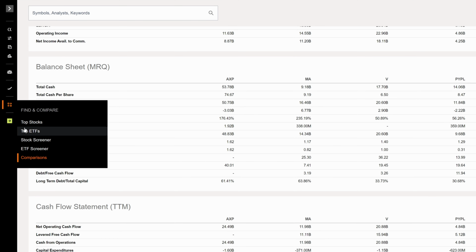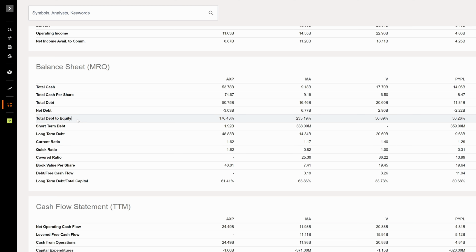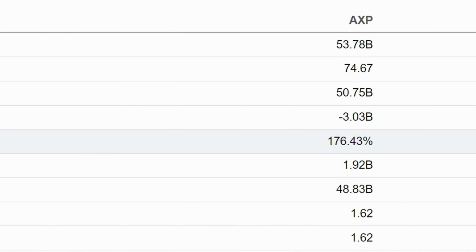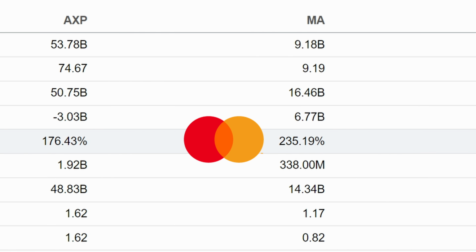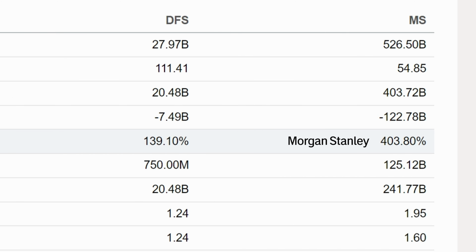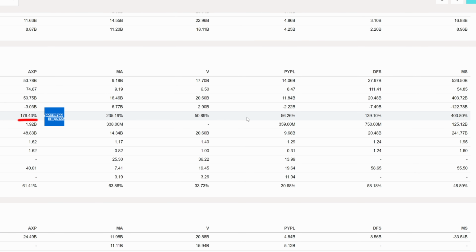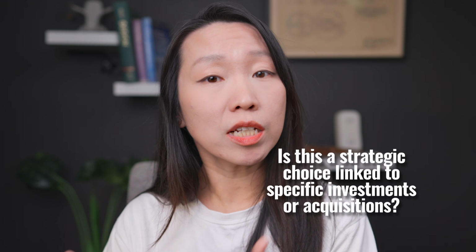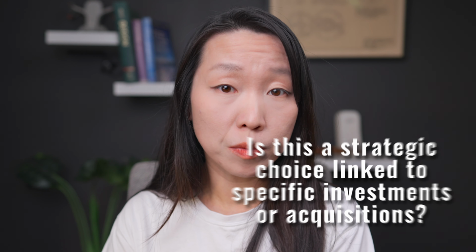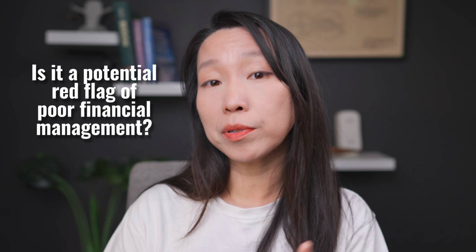For companies like American Express, it's important to remember that financial institutions naturally tend to have a higher debt to equity ratio. However, even within this context, we need to compare these ratios to industry peers to gauge relative financial health. Look at the peer comparison chart. You will notice that American Express, along with MasterCard and Morgan Stanley, carries more debt than their peers. And this raises the question, is this a strategic choice linked to specific investments or acquisitions, or is it a potential red flag indicating poor financial management?